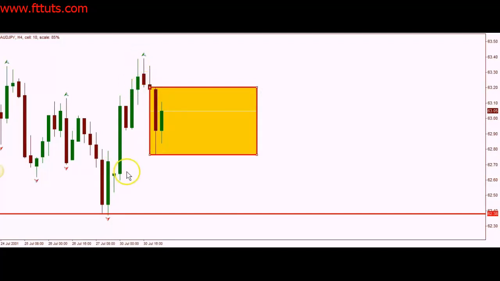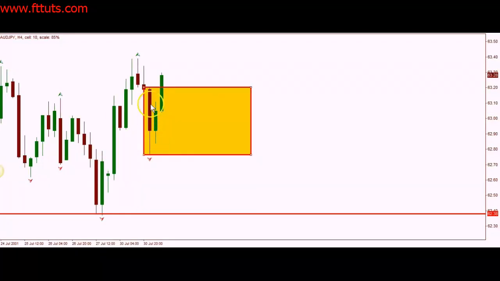So we talked about these formations. One of them was the 3 inside up. Currently this is setting up to be a 3 inside up. So let's see what the next candle does. The next candle breaks outside of that level. All right, so that's a 3 inside up. So you would put your entry right there and trade to the upside.